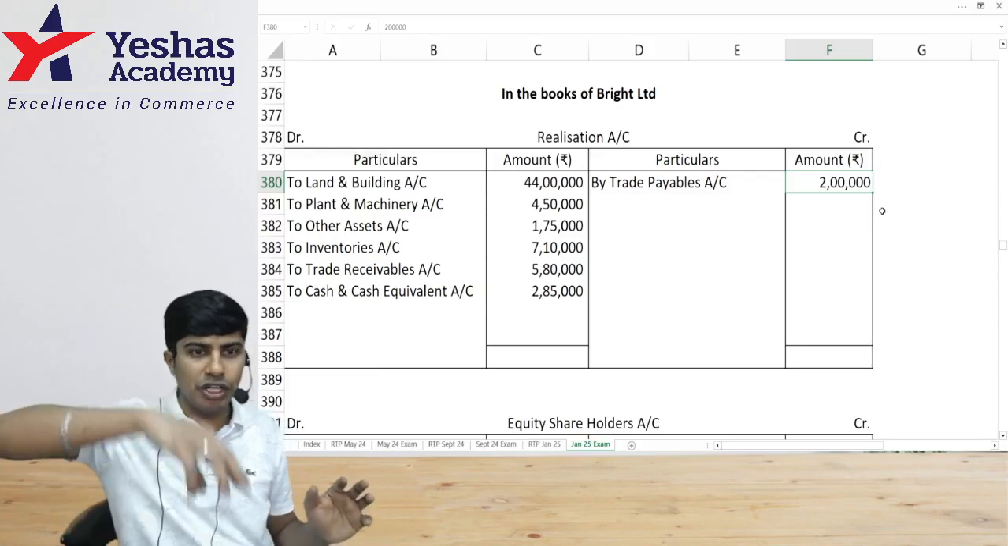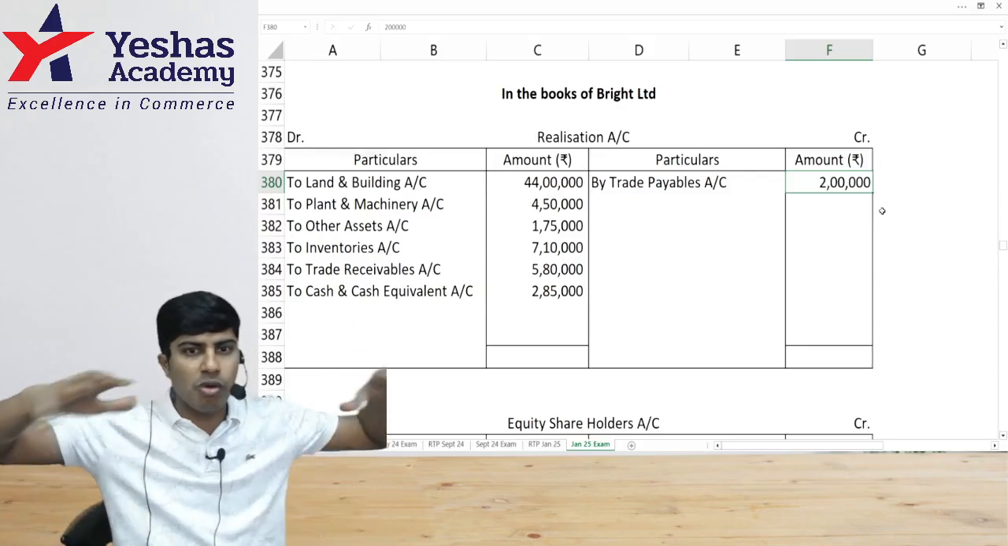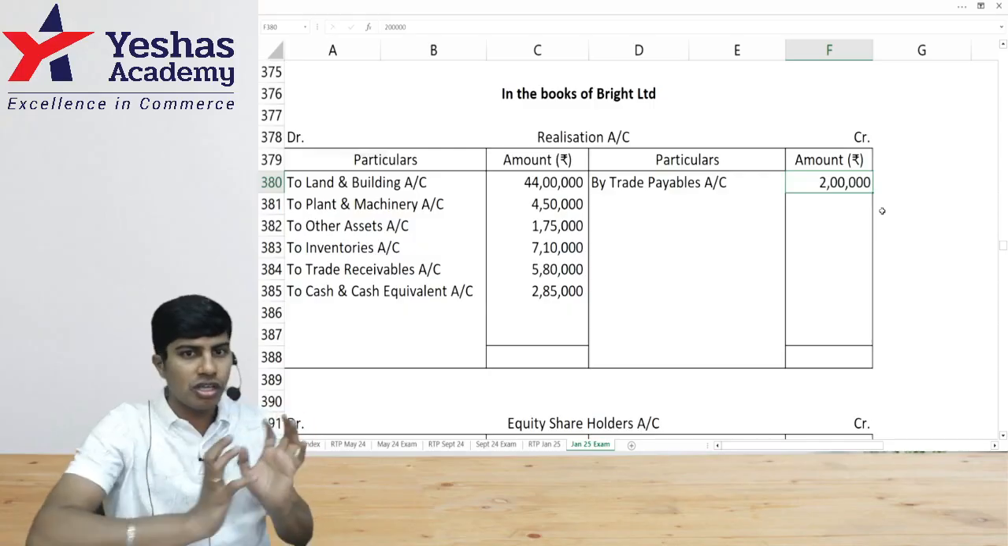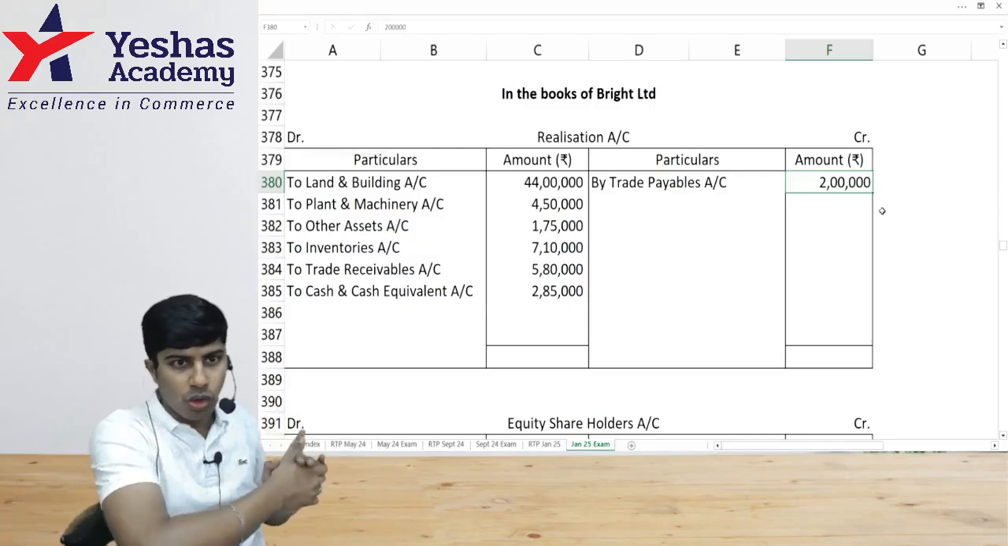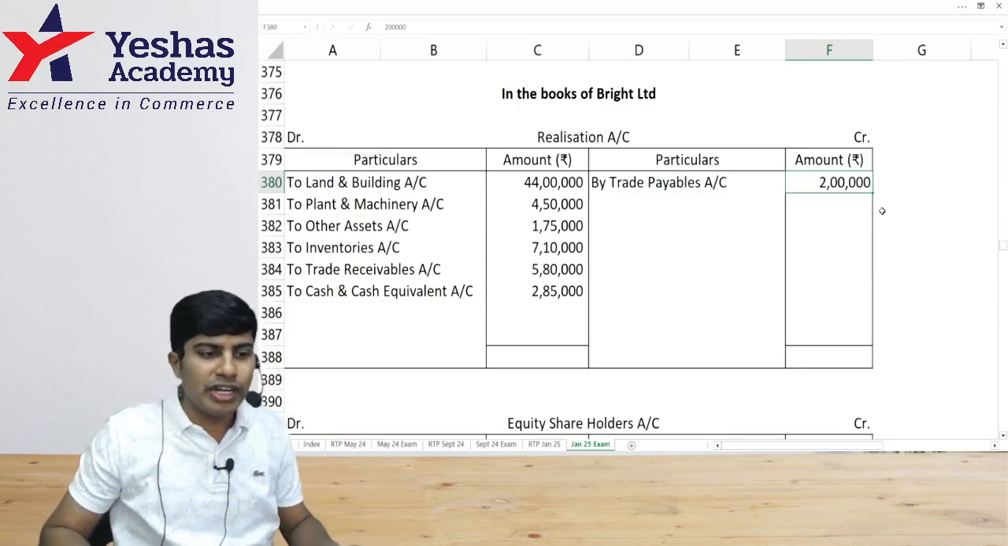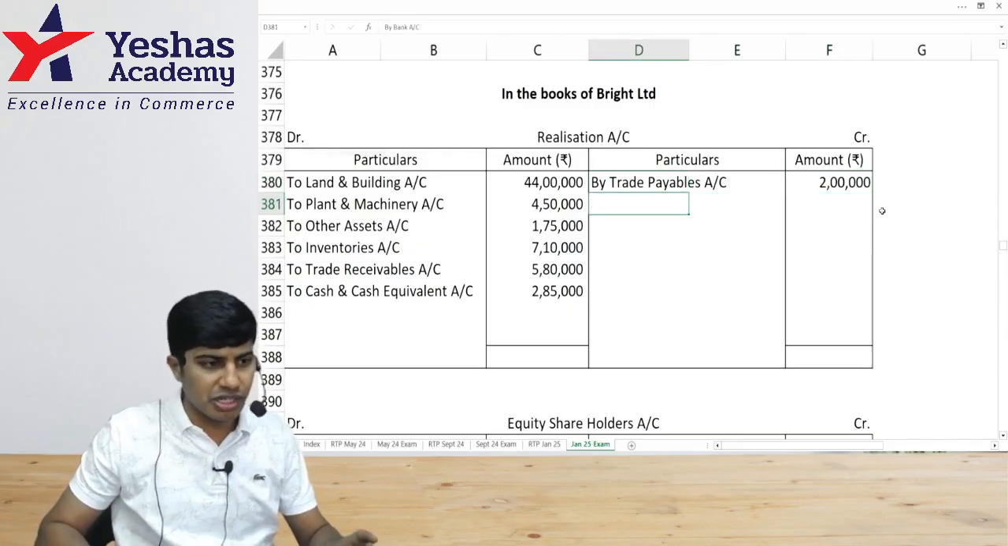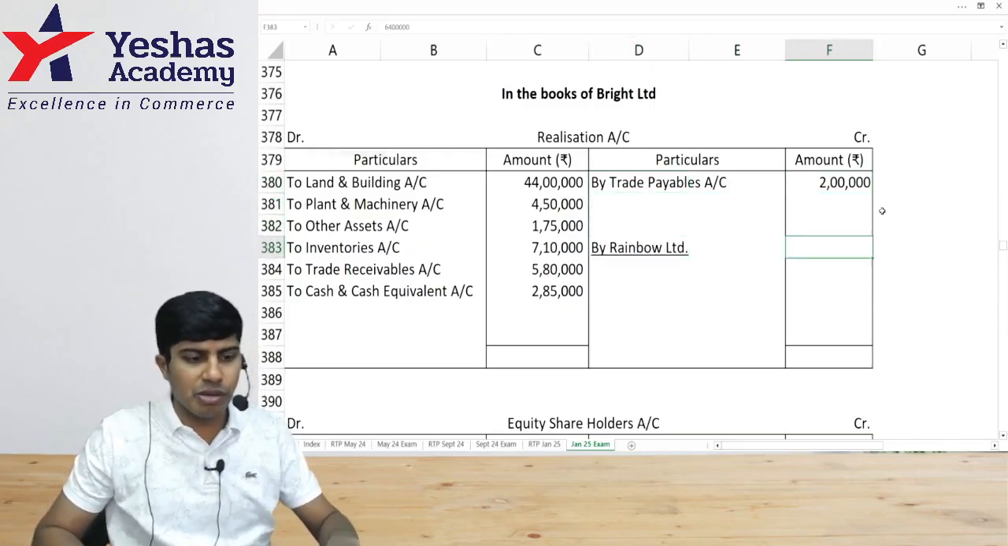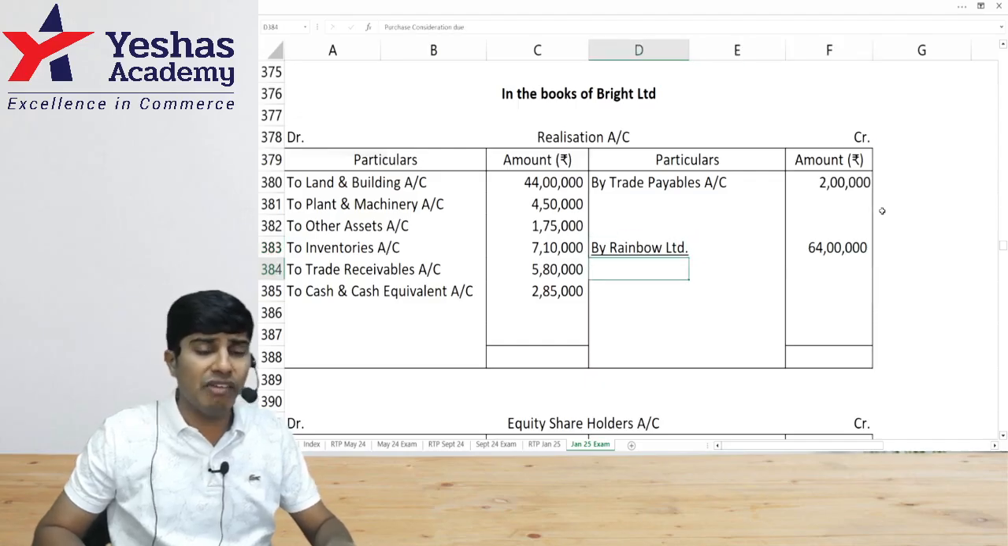All the assets put into the box, all the liabilities put into the box. Box name is realization. Pack the box, give it to transferee, Rainbow. When you give it to them, box is going out. Credit realization, debit Rainbow. Rainbow Limited account debit to realization. In realization, I'll write by Rainbow. How much? 64 lakh.